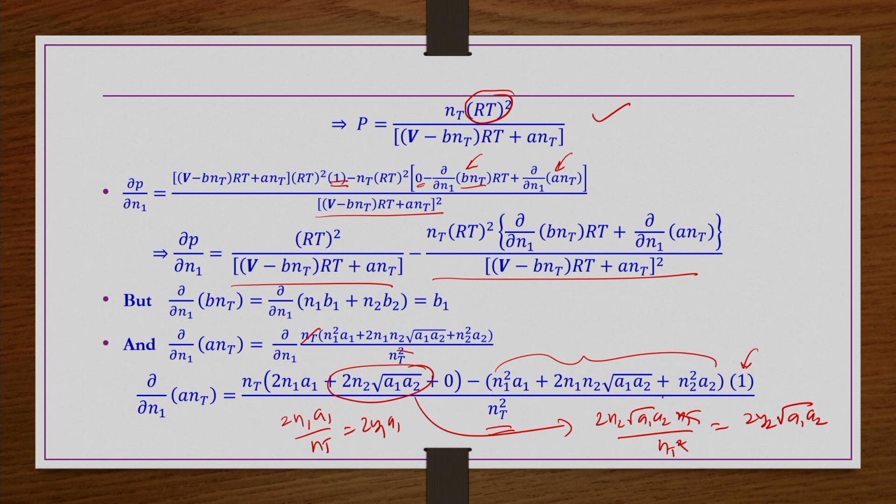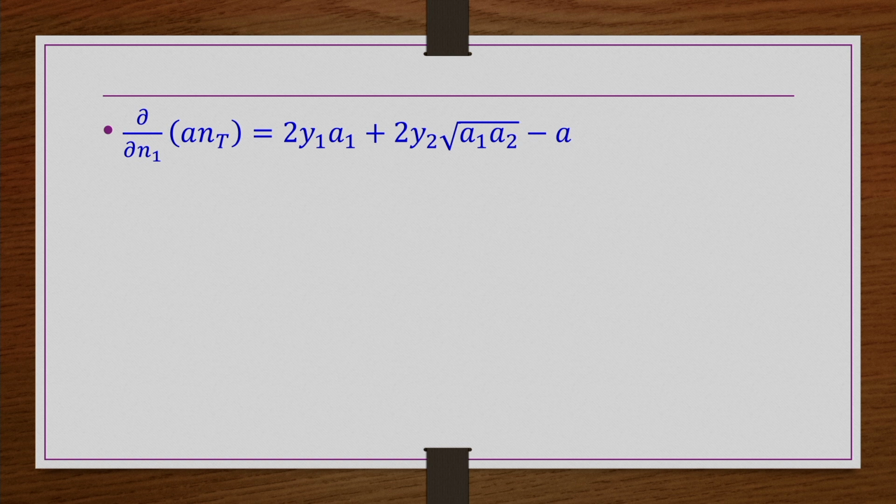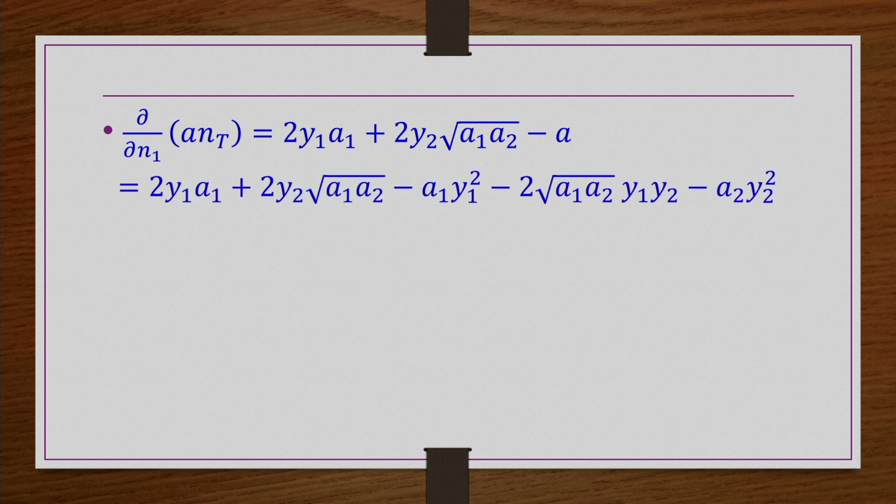And then this term I will be writing, this is nothing but simply A: Y1 square A1 plus 2 Y1 Y2 square root of A1 A2 plus Y2 square A2. This is nothing but A. Okay. So, that if I do, I get 2 Y1 A1 first term, plus 2 Y2 square root of A1 A2 second term, and then third term minus A. So, minus A anyway we have to write in this form.